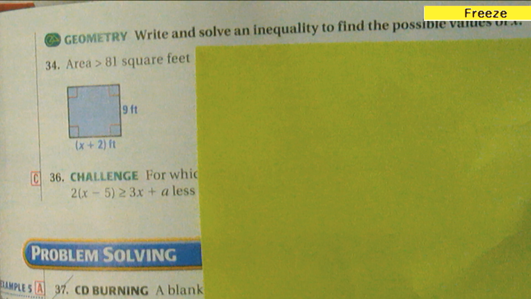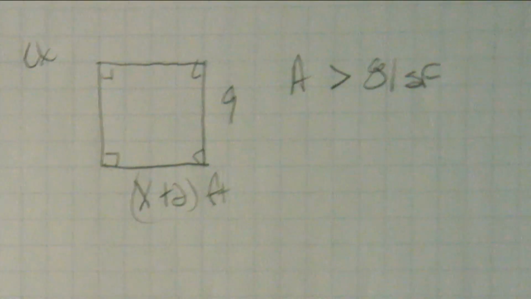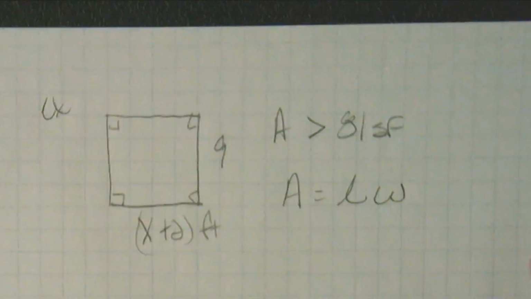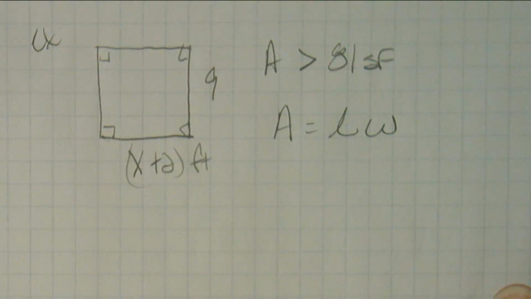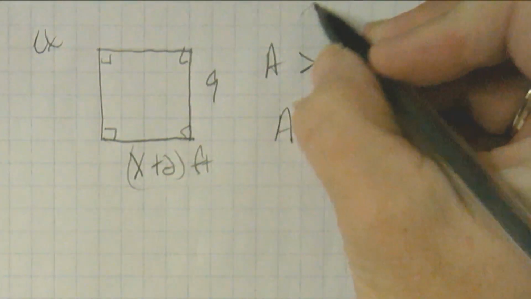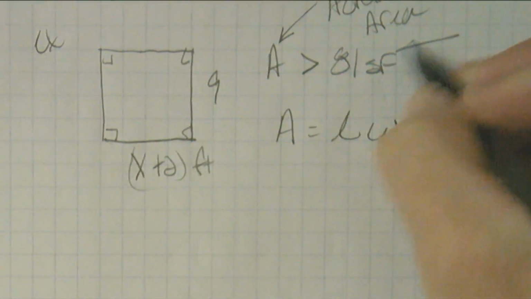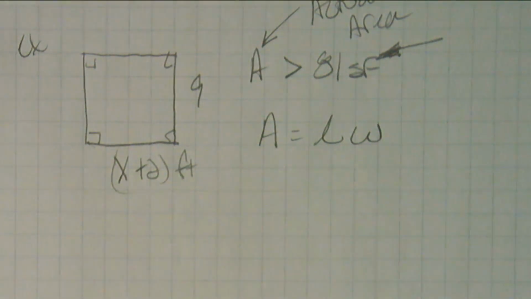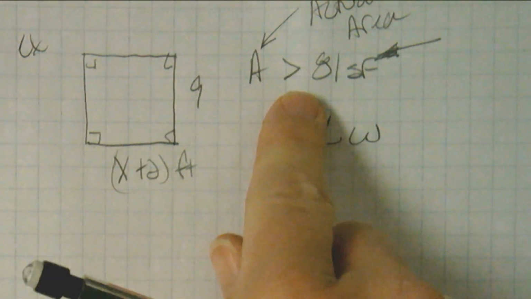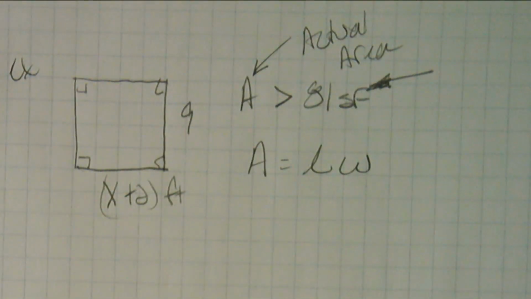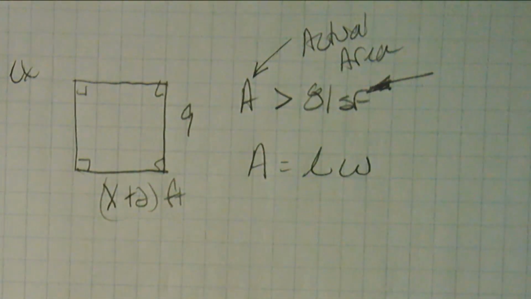All right, what's the formula for the area of a rectangle, or a square, because it's the same thing? What's the formula that I need to be using? Matthew? Area equals length times width. All right, so there's my formula. This one's pretty easy to put together because this A is our actual area. What then is that 81? Is that a maximum or a minimum for what our actual area is, based on what this says? This A means our actual area is greater than 81. So is that 81 a maximum or a minimum? Kaylee? That's a minimum.